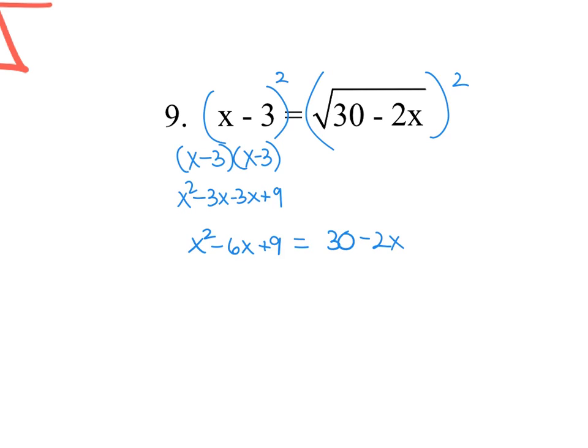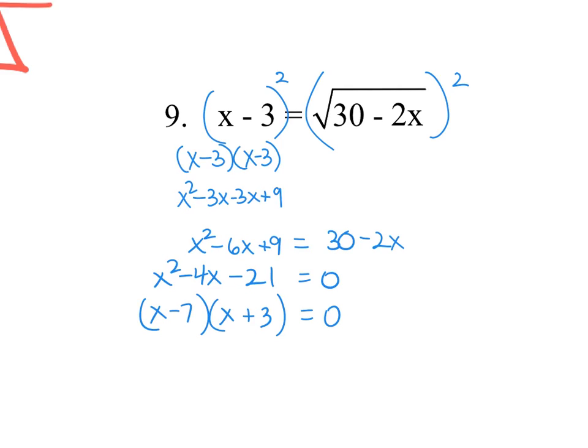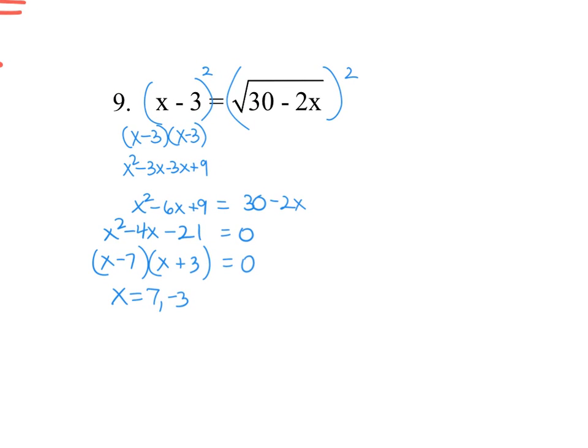Notice you have a quadratic, so we want to set it equal to 0. That's our only way to solve this. I'm going to add 2x to both sides, and I'm going to subtract 30. And our two factors of -21 that add up to 4. And our answers, when we set those equal to 0, are 7 and -3. Do not circle your answers right away and say, oh, that's my answer. You have to check it. There are a few ways you can check it.